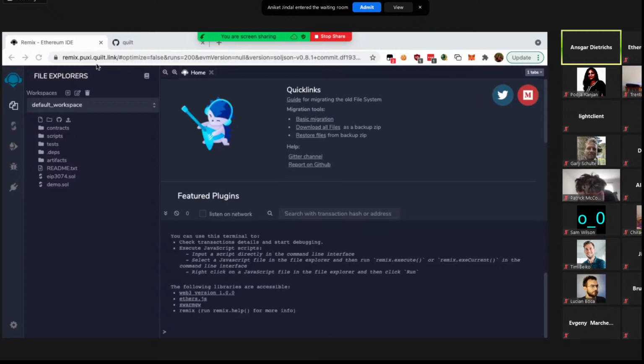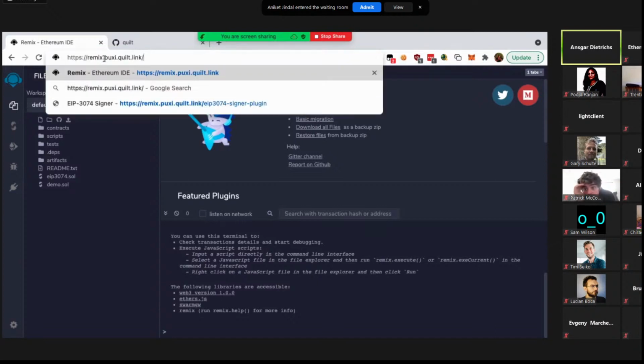So we deployed a fork. You can find it at remix.pushy.quilt.link. And by the way, apologies if the pronunciation is badly off, but as we are targeting the Shanghai fork, Pushy is, I think, according to Wikipedia, the old center of Shanghai, so that's why we went with it. But yeah, so if you go to remix.pushy.quilt.link, you'll arrive at this custom 3074 Remix instance.